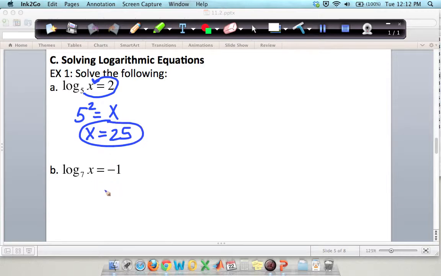So same thing with b. If I go to solve, I need to rewrite this in exponential form. So this would be 7 to the negative 1 power equals x. Remember, to get rid of that negative 1, you need to write it over 1. So this would be 1 over 7. So x equals 1/7.